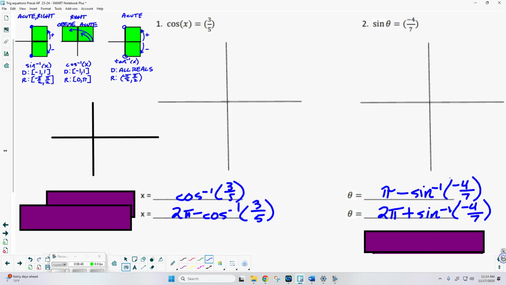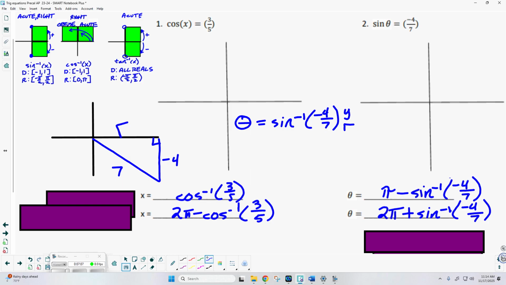All right, so for this one, the first thing I'm going to do is go ahead and solve for theta, which would be theta is equal to a sine inverse of a -4/7. So let's learn what we can about this as an inverse. Okay, quadrant 1 or quadrant 4? Okay, quadrant 4, because we have a negative ratio. So I'm going to draw my triangle right here. Remember, sine is y over r. So the height is -4, hypotenuse is 7. And you would have found that the other leg is the square root of 33.